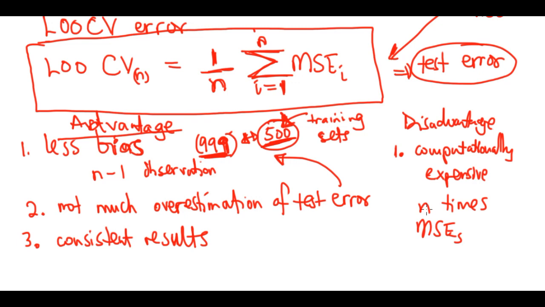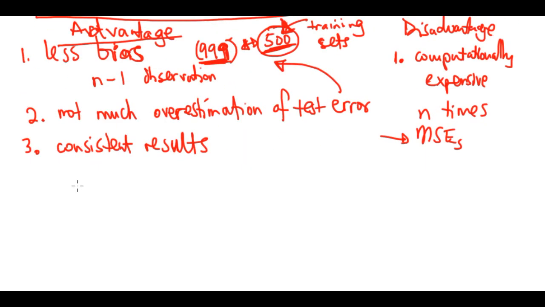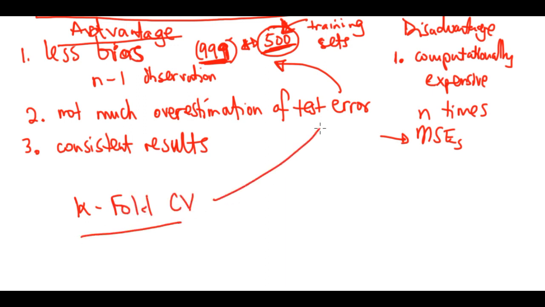If you have 1 million observations, you are going to fit the model 1 million times to come up with 1 million MSEs. That's going to be very computationally expensive, especially if you have a large data set. This disadvantage is going to be addressed by the next method, called k-fold cross-validation. We are happy because we have improved on the validation set, but we are not happy about this one, and we are going to see if k-fold cross-validation can make us happy on this. So stay tuned for that video.